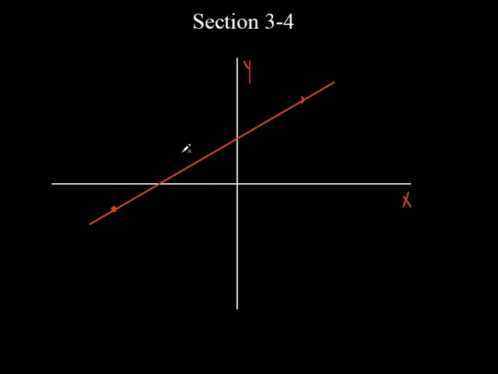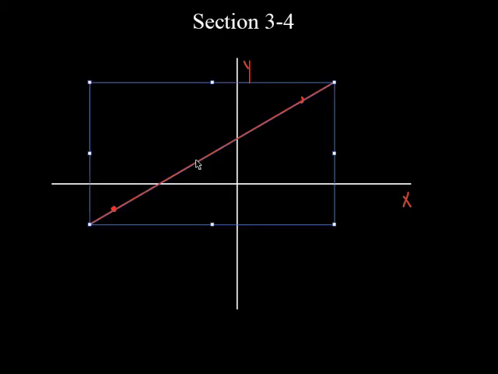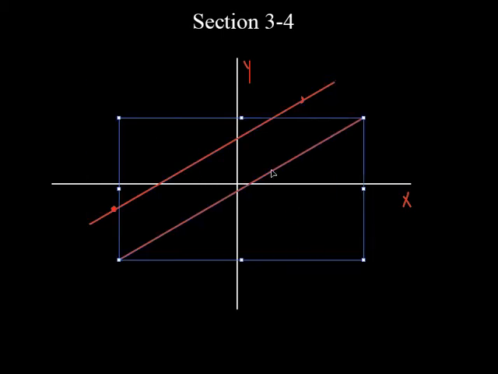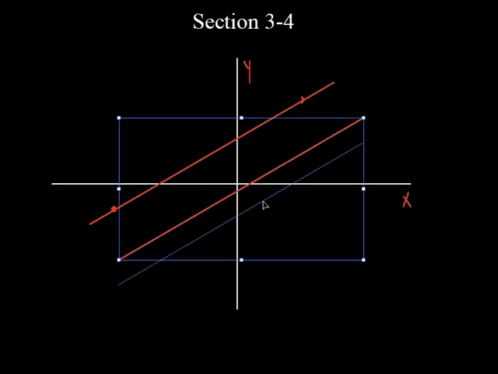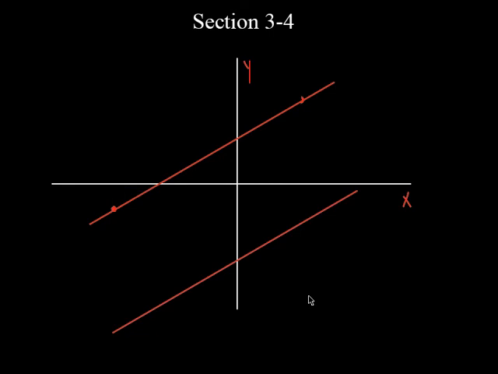But what if I did this? What if I drew another line? I just copied and pasted it, and let's drop it down here. Now, is this the same exact line as this one? No, it's not, because I moved it down. They're two different lines. Now, they do have something in common. What do they have in common? They have the same slope, but they are two different lines.